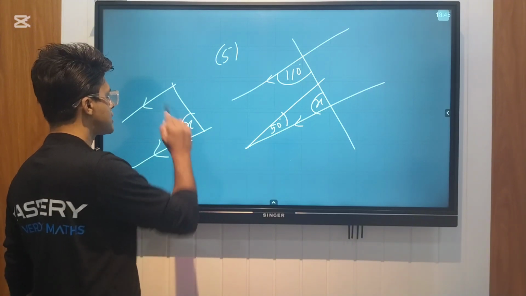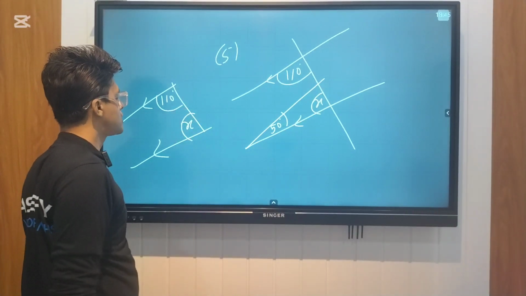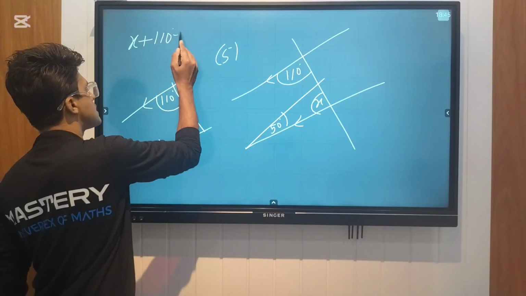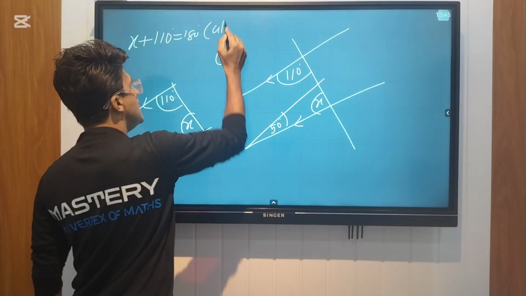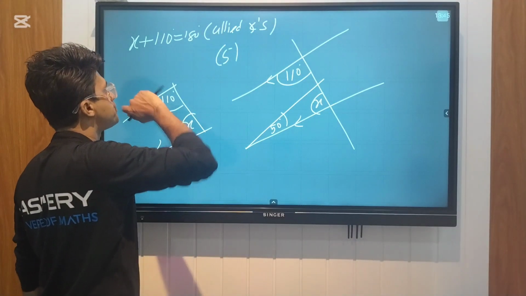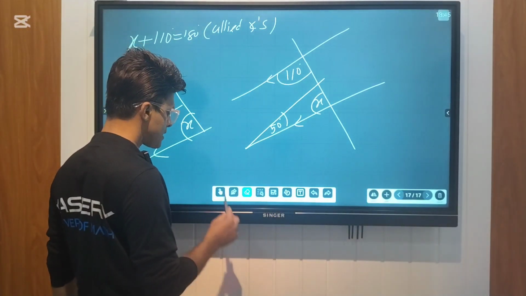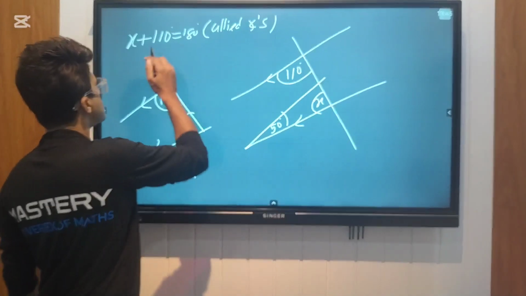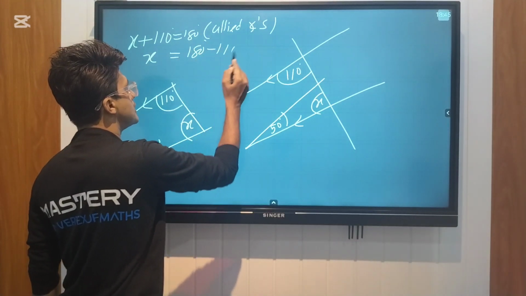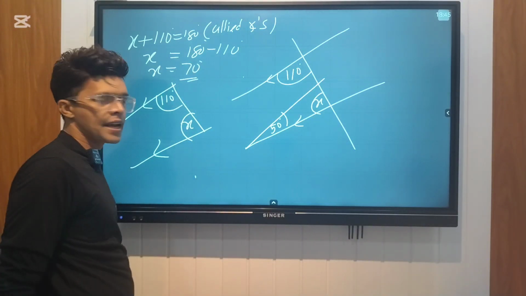So this is x, and this is 110 degrees. These lines are parallel, therefore the sum of these two angles is 180 degrees. x plus 110 degrees equals 180 degrees. These are allied angles. Allied means C-shaped angles. The sum is 180 degrees. 180 minus 110 degrees is 70 degrees. So x can be taken as 70 degrees.